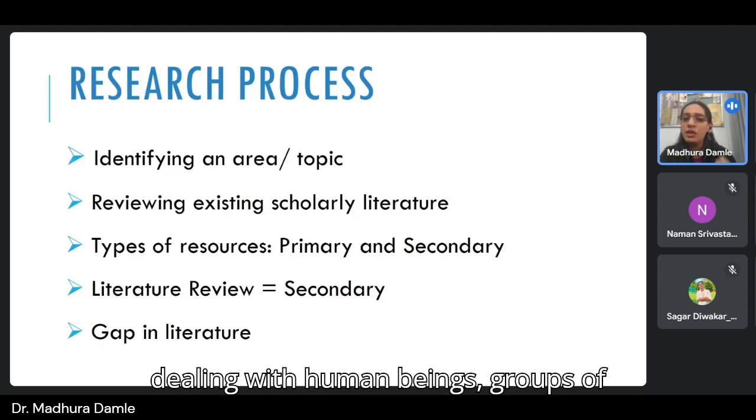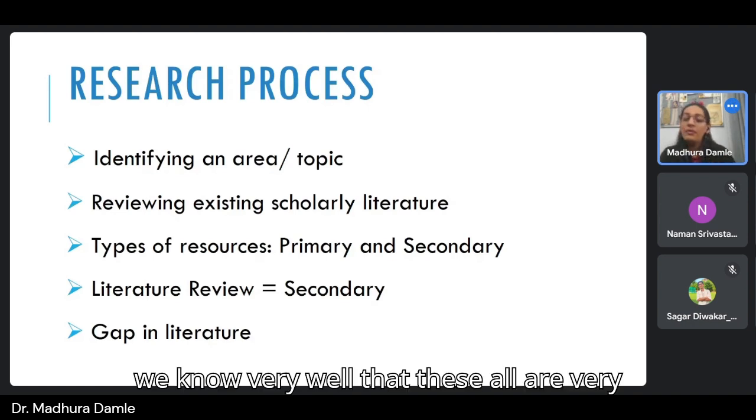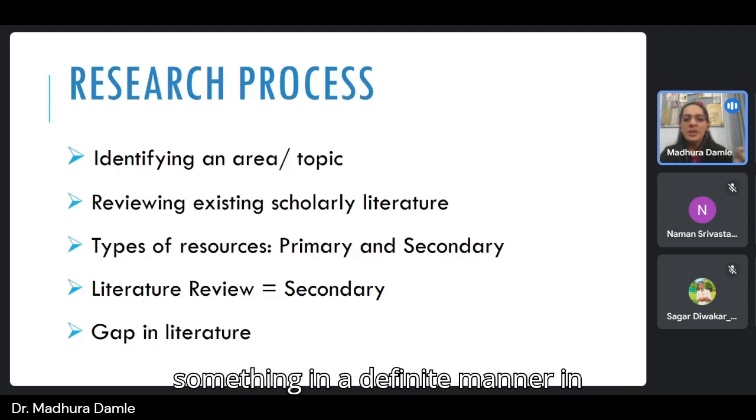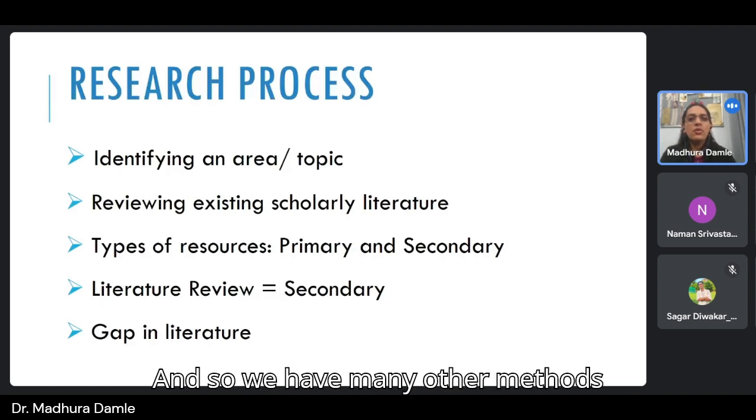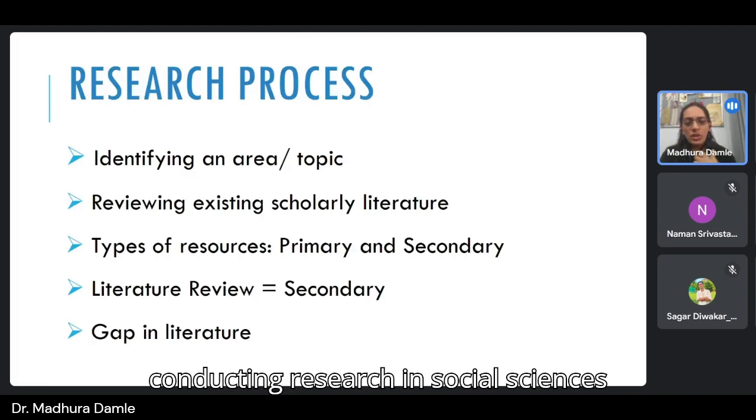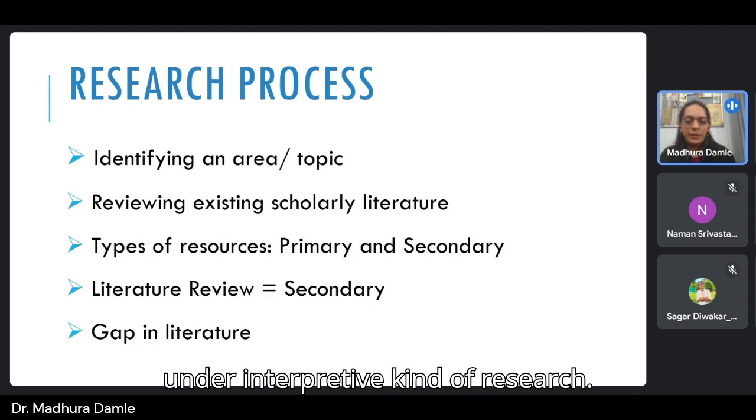We are dealing with human beings, groups of human beings, their interactions, and we know very well that these all are very complex. So the way in which we can prove something in a definite manner in natural sciences, we can't do that in social sciences. And so explanatory method is not always very useful in social sciences. And so we have many other methods, or let's say many other paradigms of conducting research in social sciences, which loosely we can categorize under interpretive kind of research.